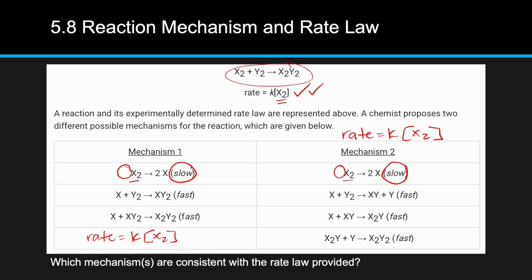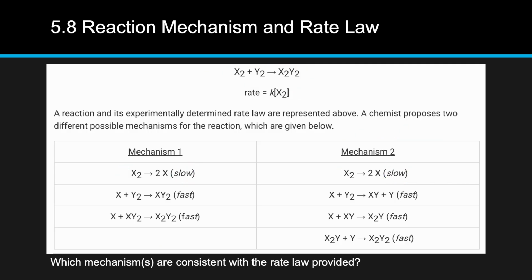So now we have to make sure that everything cancels out in these mechanisms to give our overall reaction, which is X2 plus Y2 forms X2Y2. So for me, the easiest way to do this is to cancel things out and see what I'm left with. So let's start with mechanism 1. We have 2 X's on the product side and 2 X's on the reactant side, so those are gone. We have XY2 as a product in step 2 and XY2 as a reactant in step 3. And all we are left with is 2 reactants, X2 and Y2, and 1 product, X2Y2. So mechanism 1 is consistent with the reaction.